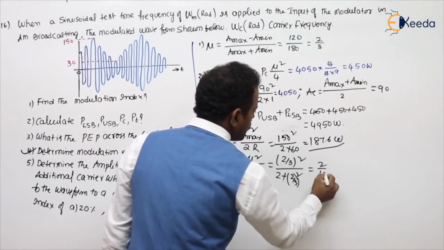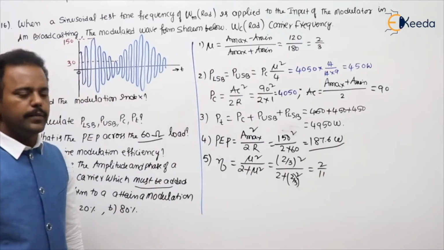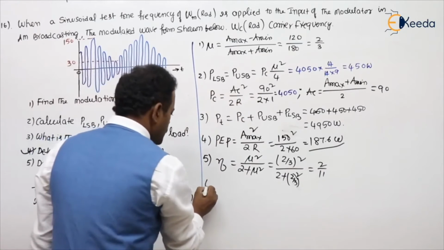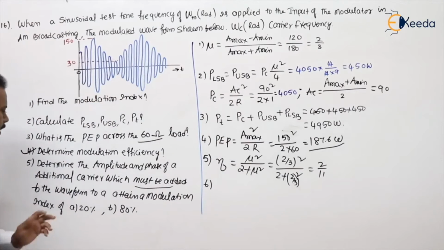You will get 2 by 11. Are you getting my point or not? Next, come to the sixth question. What is the sixth question asking?